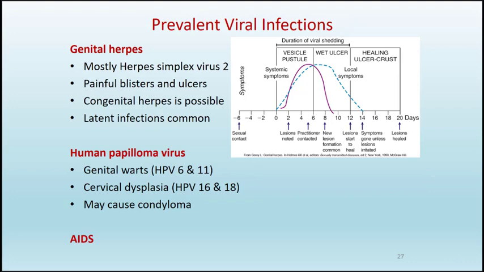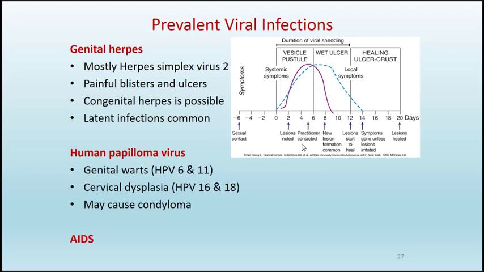Now we'll talk about the prevalent viral infections, viral causes of STIs. Genital herpes, human papillomavirus or HPV, and AIDS are the most prevalent. We've already spoken quite a bit about HPV and AIDS, but we'll do just a very brief review of what's relevant for this lecture. So with genital herpes, first there'll be sexual contact that infects the individual.